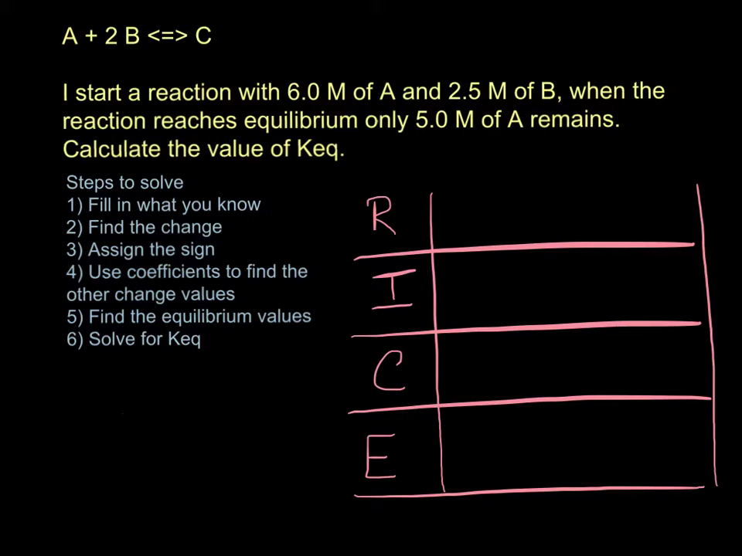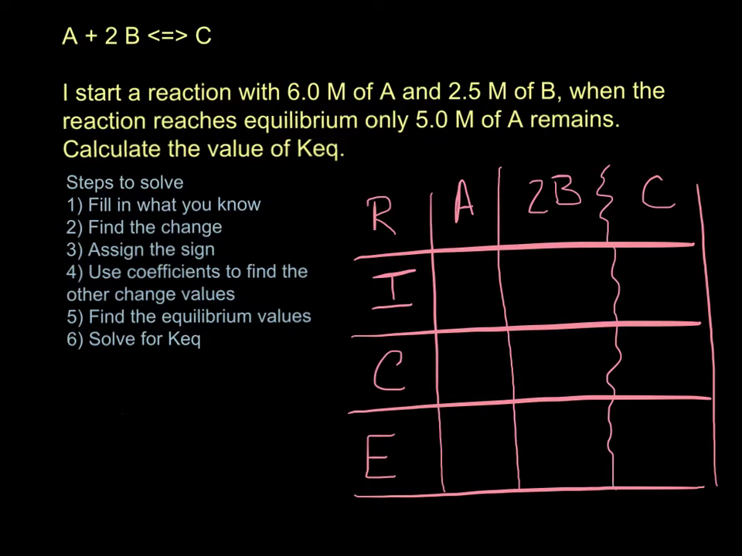So what we're going to do is set ourselves a Rice diagram. And we start off by writing the reaction up at the top. So we've got A, 2B, and C. And I like to include the coefficients because it helps you to keep track of the changes a little better, because our change is dependent upon the coefficients. Now what I like to do is do some kind of dividing line between the reactants and the products, just to show where the reactants are, where the products are.